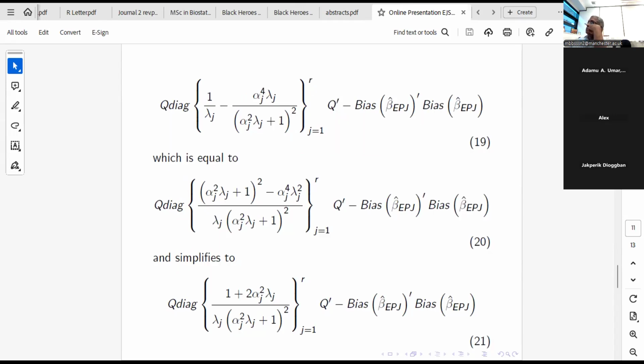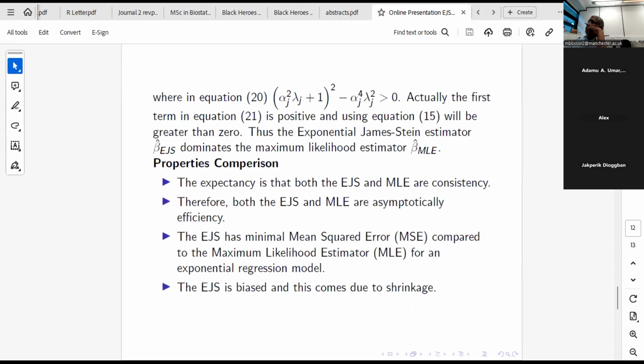the first term in equation 21, and since we had also the bias, this difference would turn out to be a sum, and since the first term would be positive, it will give us a quantity greater than 0. And since it gives us a quantity greater than 0, it means that the exponential James-Stein estimator dominates the maximum likelihood estimator in an exponential regression.